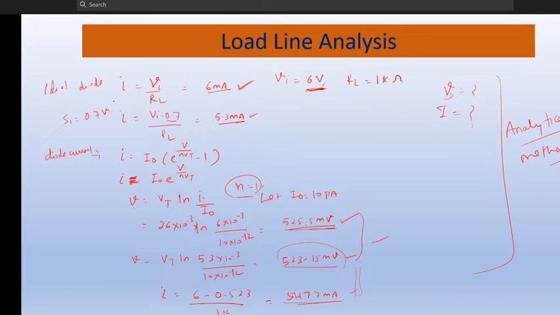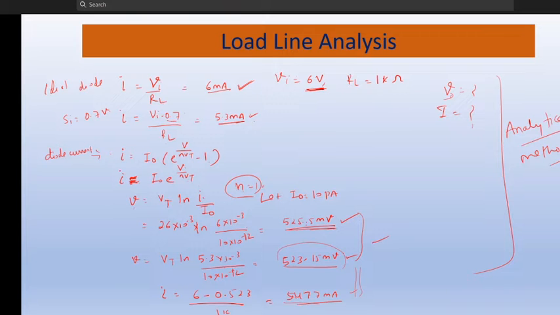For the case of an ideal diode, I have taken Vi as 6 volt and RL as 1 kilo ohm. So for an ideal diode, what will be the current value? I equal to Vi upon RL, which is 6 milliampere. But if it is a silicon diode, I will be equal to Vi minus Vo upon RL. So 5.3 milliampere. Now you just see.